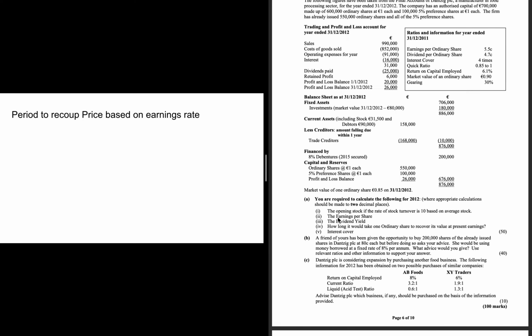Now this one is how long it would take one ordinary share to recover its market value at present earnings. So earnings rate is EPS. The last question was dividend payout rate because it had mentioned dividends. If it says earnings, it's the price earnings ratio, which is market value over EPS. So 85 over 4.73, which is 17.97. Okay, and then the interest cover, net profit plus interest over interest. So 31 plus 16 over 16 is 2.94.